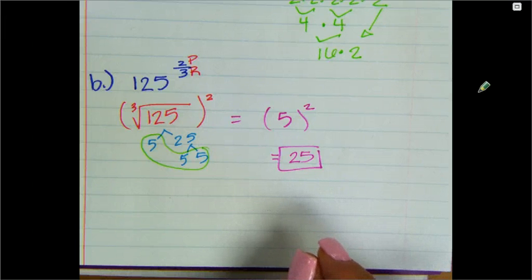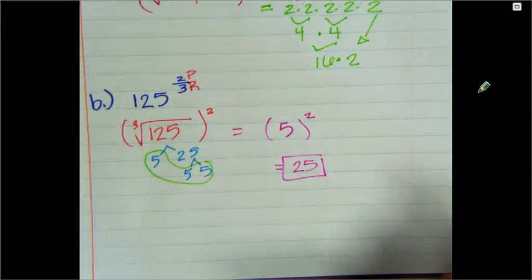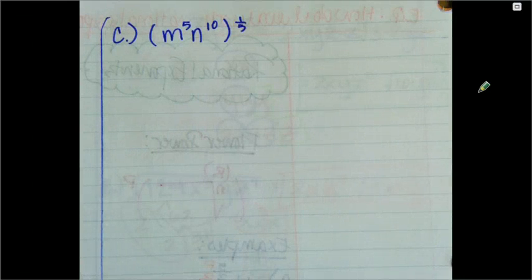All right, I'm going to make it harder. Let's make it a little more challenging. It's pretty easy. M to the 5th, n to the 10th, to the 1/5 power. Go all the way.